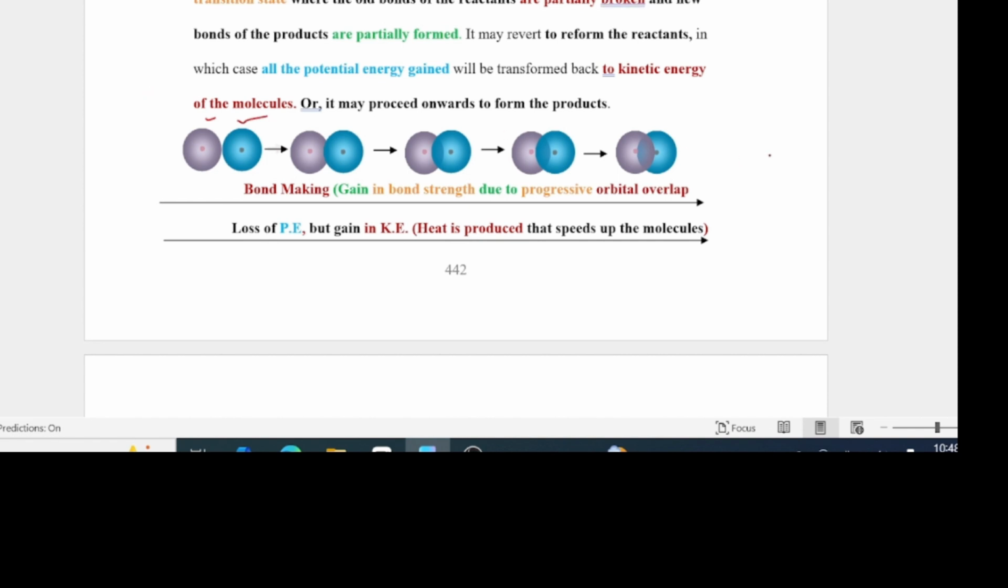How does that happen? Recall that a bond is formed when there is overlap of the atomic orbitals of the two reactant species. So here we are seeing that there is a greater degree of overlap, and as that happens, the bond strength increases in that direction. However, there is now a loss in potential energy, but a gain in kinetic energy. And this is manifested as heat that is used to speed up the molecules of the products.